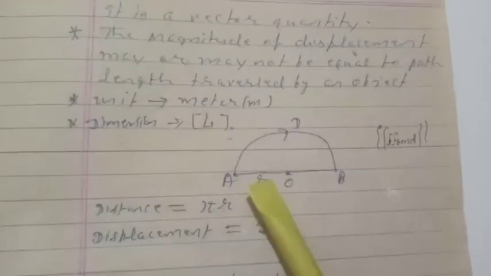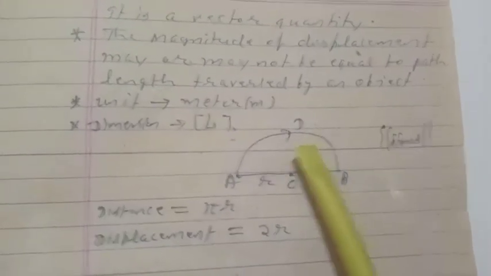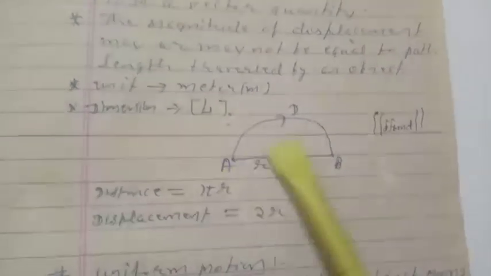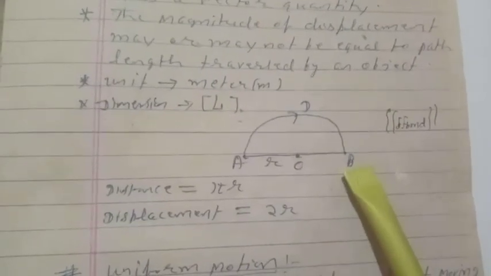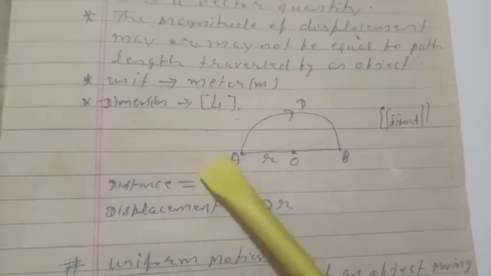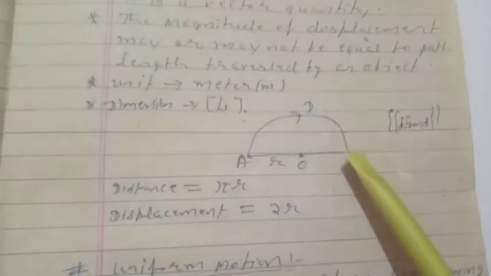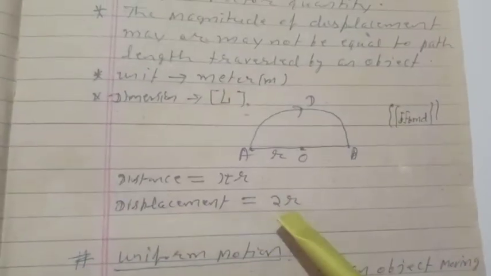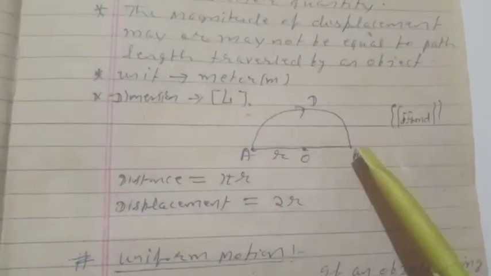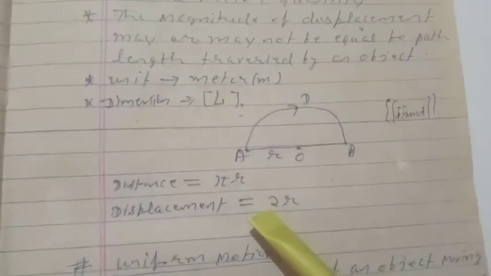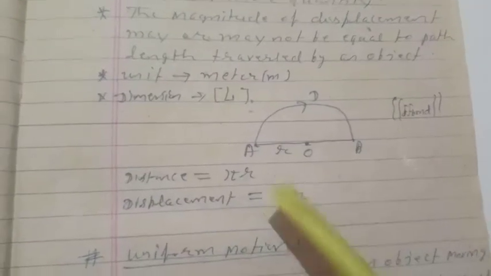In this example, you will see the difference between distance and displacement. Here, the same figure is shown as previous: a semicircular path followed by the body. Here distance is pi r, if the body goes along ADB, and displacement is 2r, that is the shortest distance between A and B, which represents the magnitude of displacement. If we ask displacement, then we have to say 2r along AB.